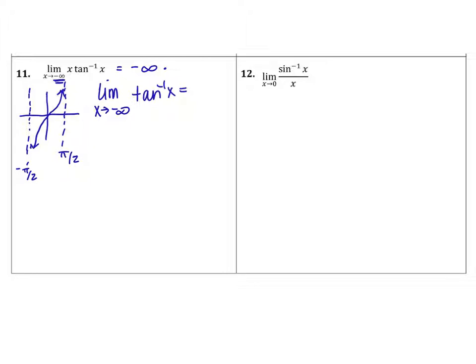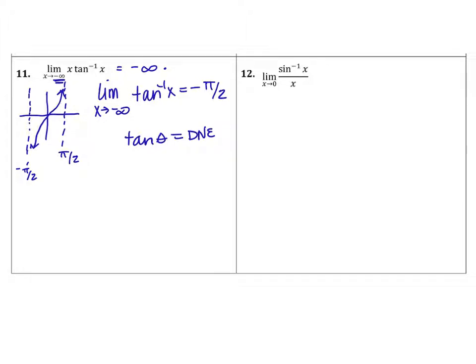This inverse says tangent of what angle equals, which does not exist, is really what that's saying. It's shooting off toward infinity here. So that is going to be our negative pi over 2.